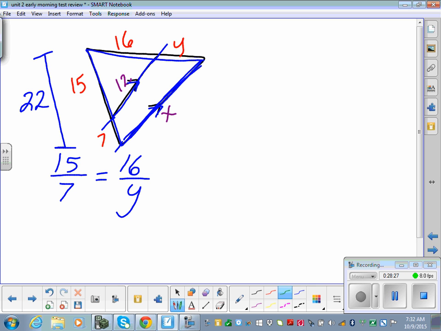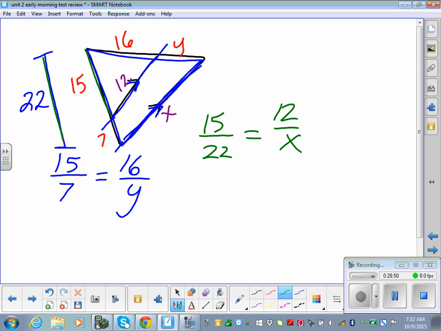So we would do 15, could we use 7? No, it's not on the triangle, right? So we would do 15 over, what corresponds to that? 22 is equal to 12 over x. Does everybody see how I had to do that for that bottom part?